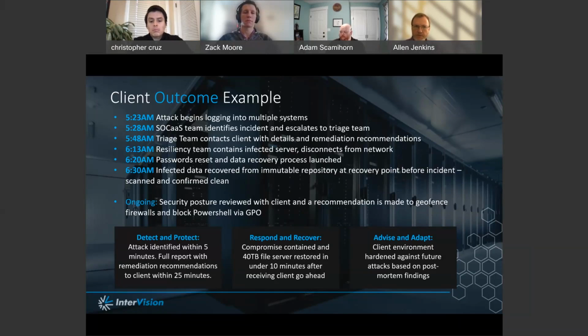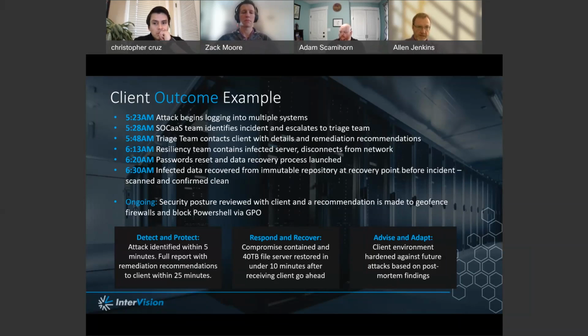So in this case, we may determine that we could have done some geofencing on the firewalls. Maybe this was an attack that started with localities hitting our firewall connections that we don't do business with. So let's just cut that out altogether. And then we may also determine that something like PowerShell scripting was used to laterally move throughout the environment. So let's deploy some group policy objects to limit that exposure as well.